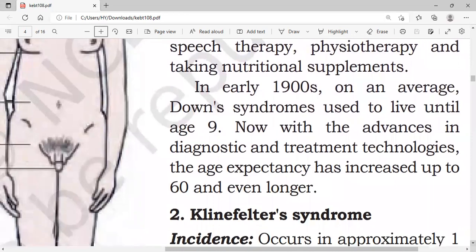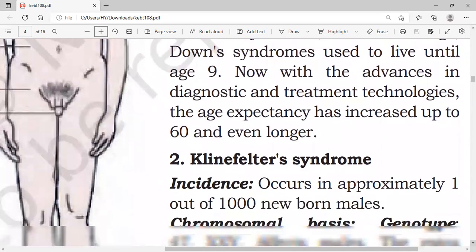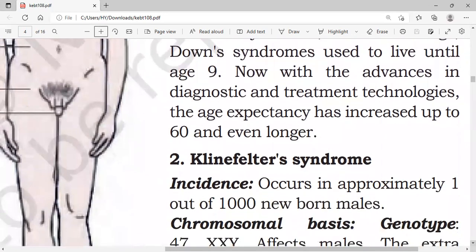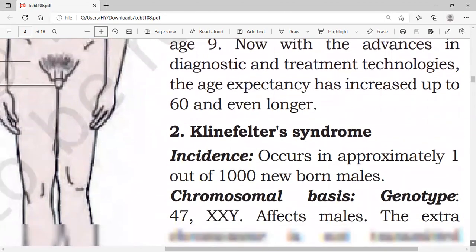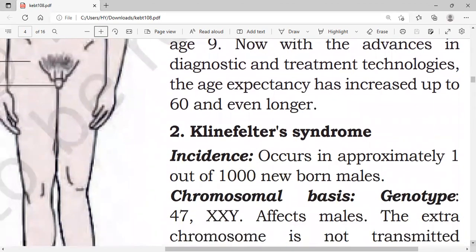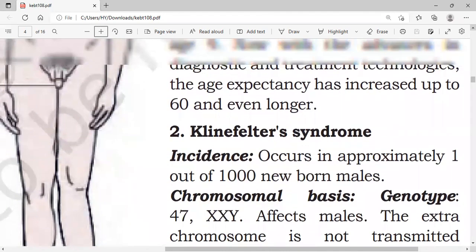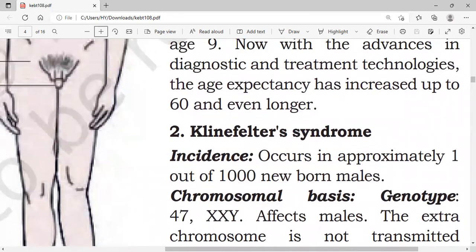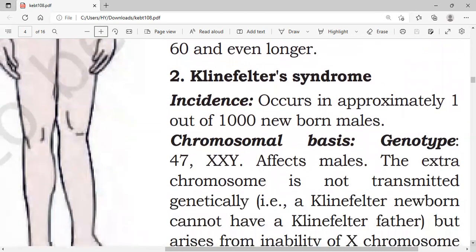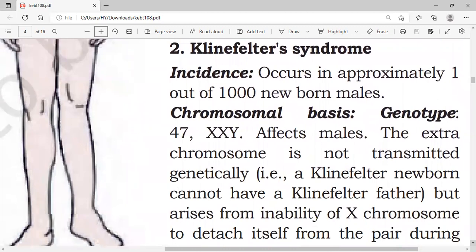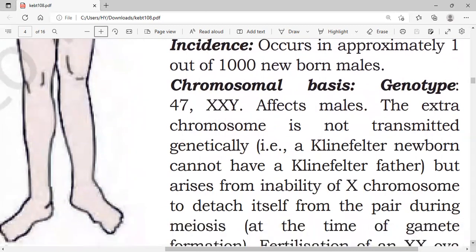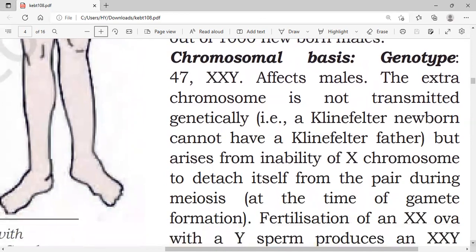In the early 1900s, on average, people with Down syndrome used to live until the age of 9. Now, with the advances in diagnostic and treatment technology, life expectancy has increased up to 60 and even longer. Klinefelter syndrome incidents occur in approximately 1 out of 1,000 newborn babies. Chromosomal basis, genotype 47 XXY, affects males.